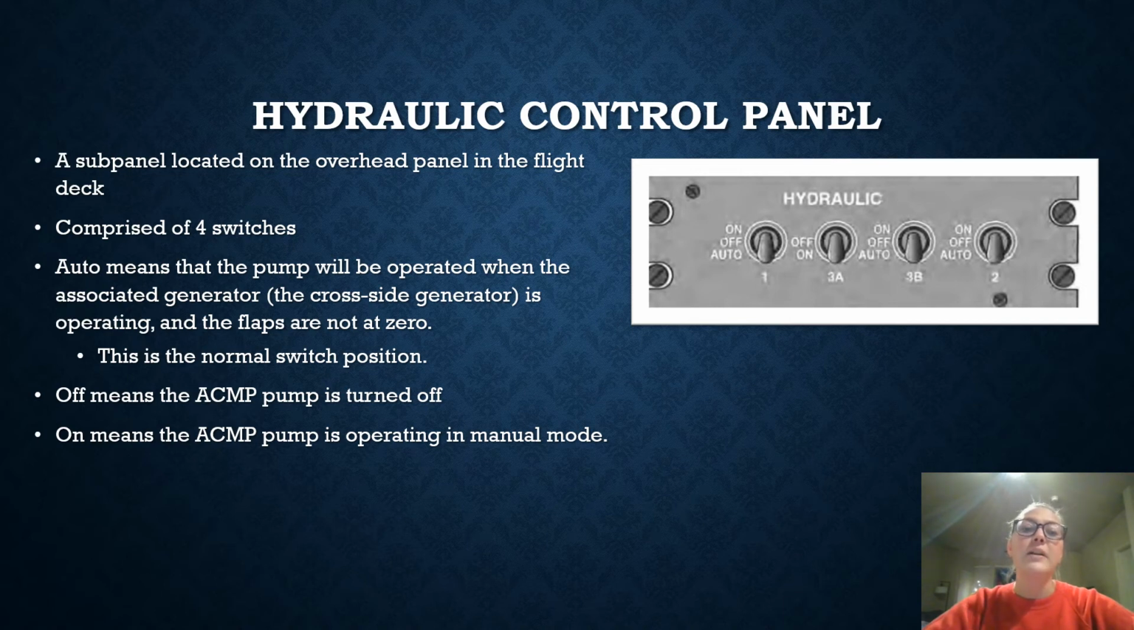So first, let's go ahead and talk about our auto. This is operated during the normal flight, so normal flight switch position. It just means that your pump will be operated when the associated generator, its cross-side generator, is operating, and then your flaps are not at 0. Off, pretty basic. It just means that your ACMP is turned off.